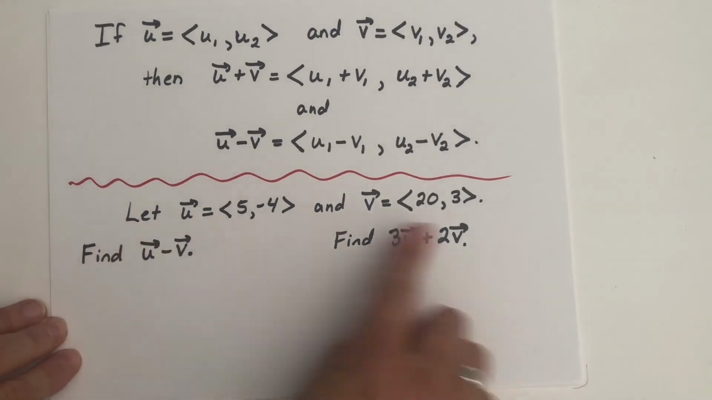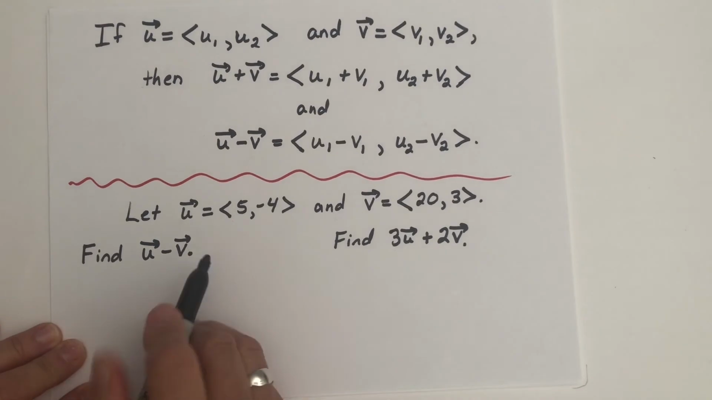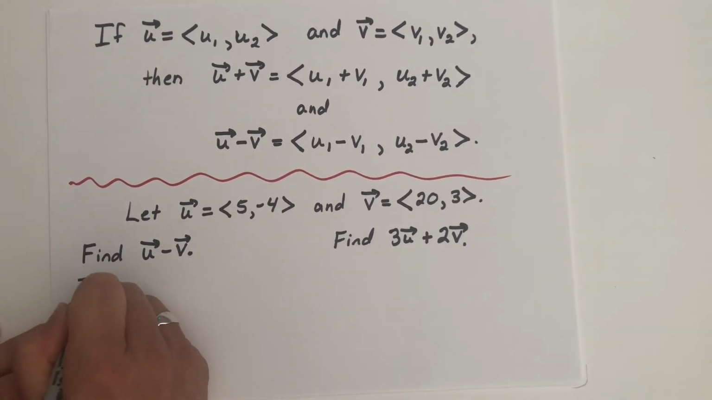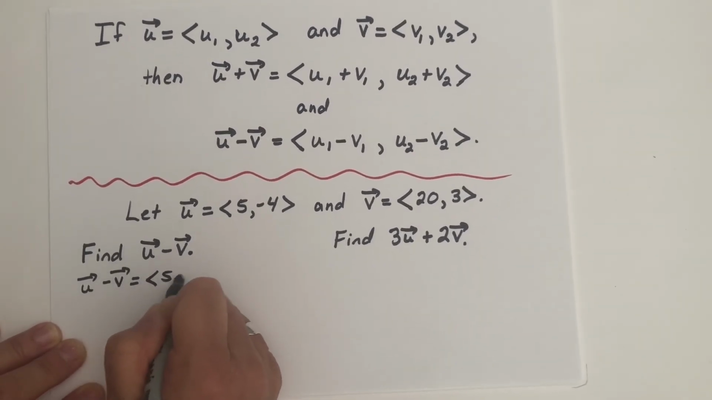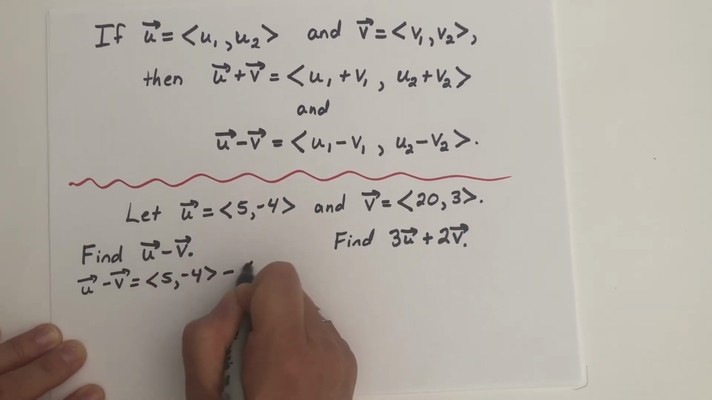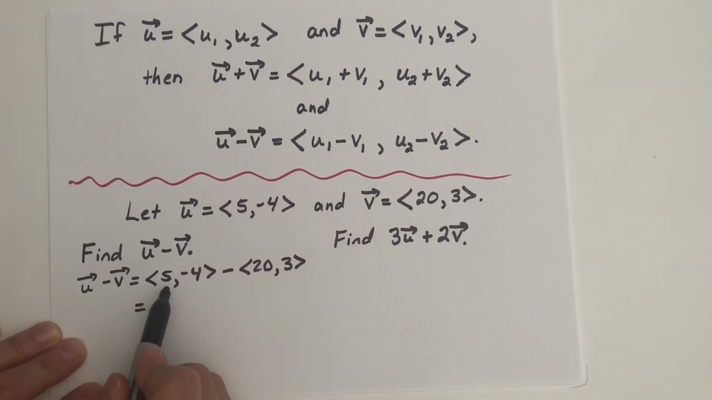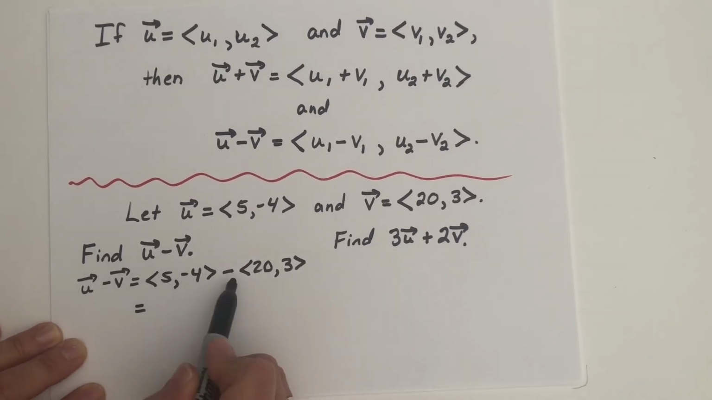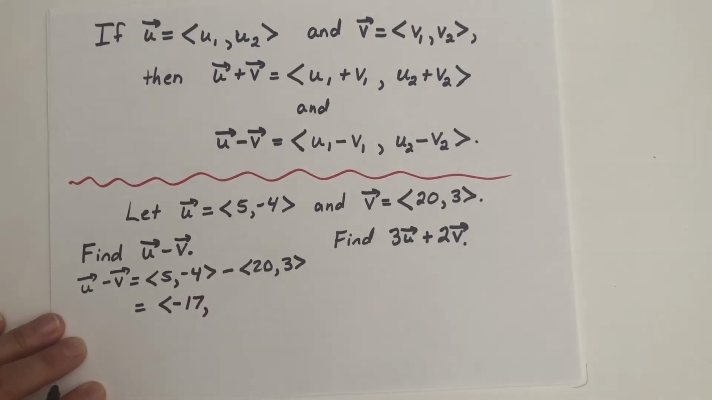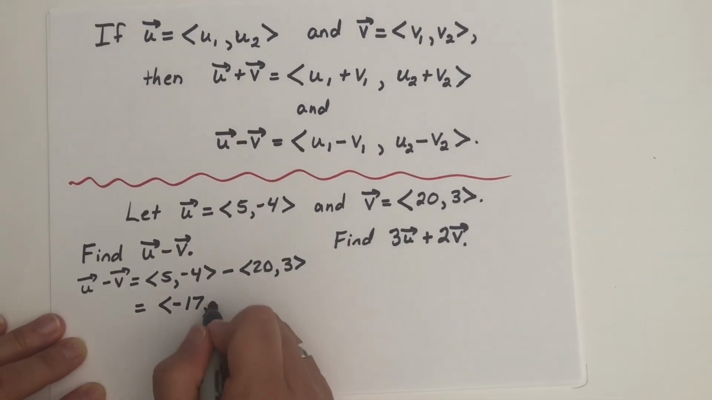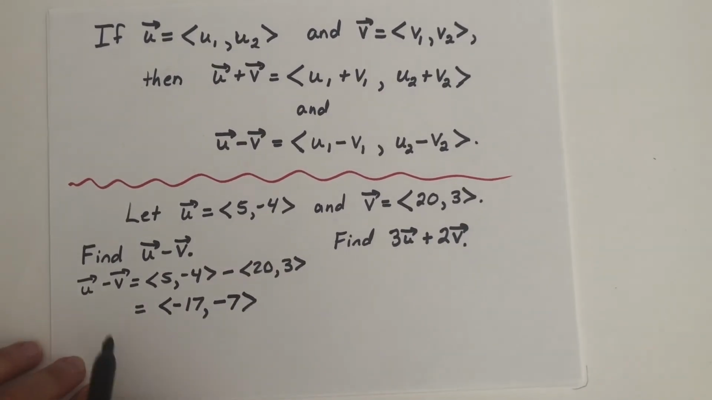So let's do a couple problems. We're going to calculate u minus v. So I have u minus v. That means I'm taking the vector 5, negative 4, and I'm subtracting 20, 3. So I subtract the corresponding components. So I have 5 minus 20. That's negative 15. And I have negative 4 minus 3. That's negative 7. And we have just done the vector subtraction.